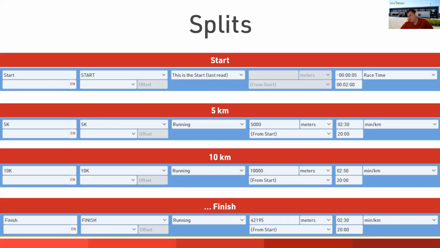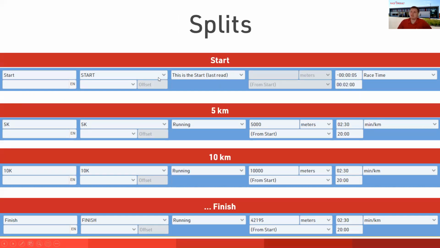So let's look at least 2 or 3 different splits that we set up in our example. Let's look at the start. We defined the name start. This is obvious. You usually know where the start line is. We don't provide any deviating label here.